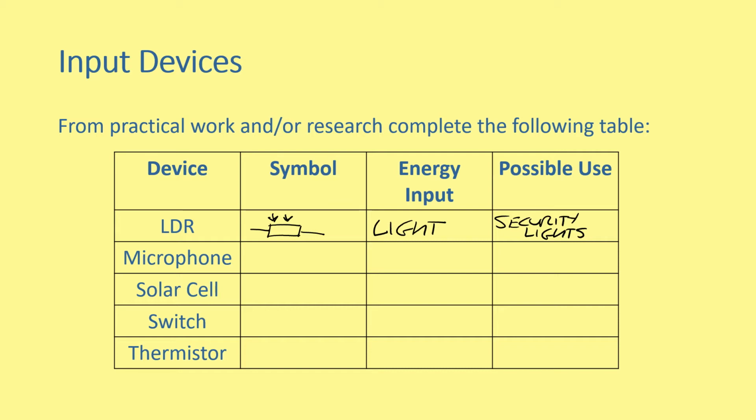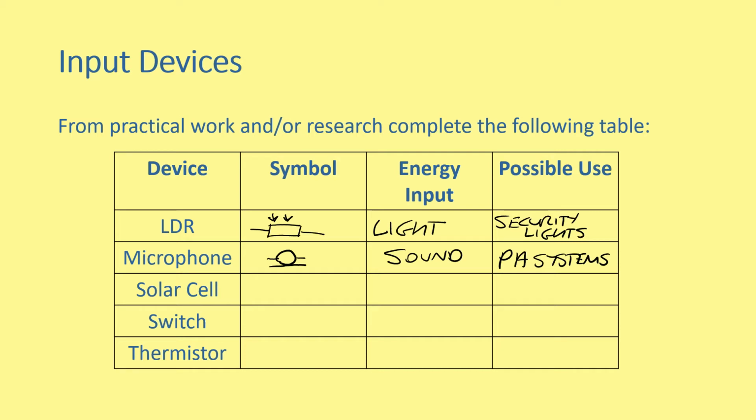A microphone is an input device that takes sound energy and converts it to electrical energy. So microphones can be used in a number of different sources, for example, PA or public address systems. The symbol for a microphone is a circle with a line underneath. And here are our terminals.